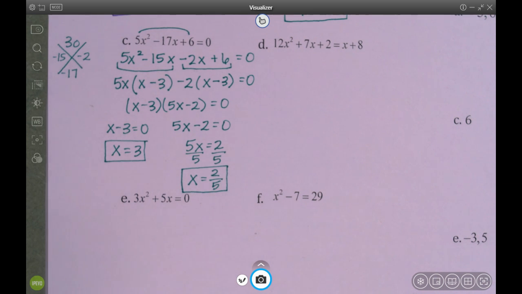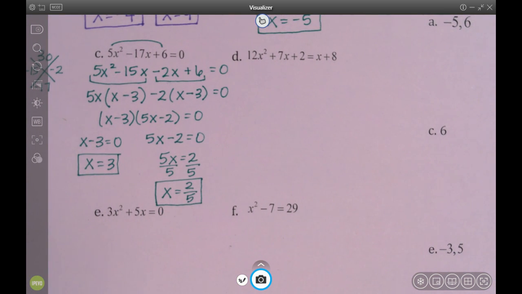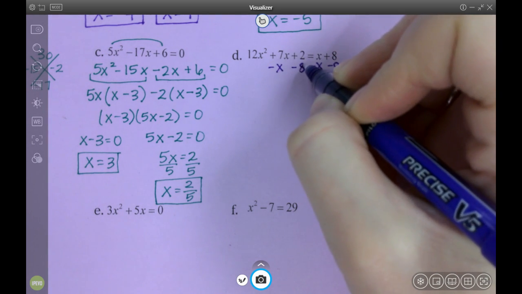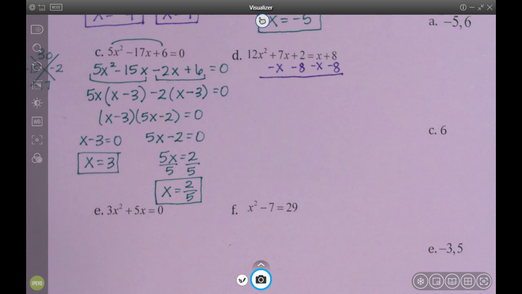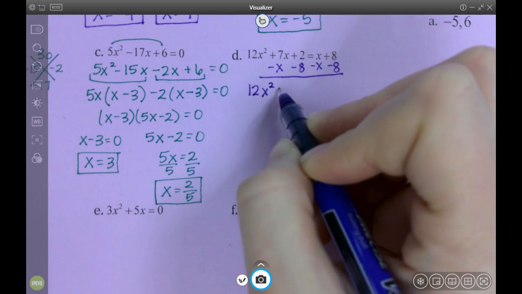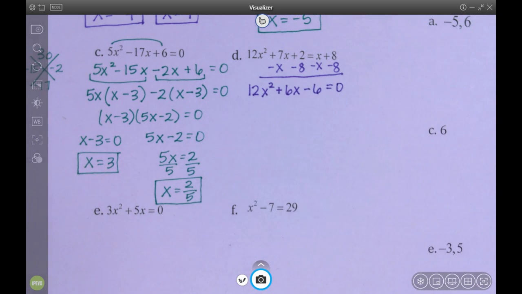Okay, part D. Sounds okay. Okay, why is this one different than all the other ones? Because it's not set to 0. It's not equal to 0, so we got to get it set equal to 0. So I'm going to subtract x and subtract 8 from both sides. So that's going to give us 12x squared plus 6x minus 6 equals 0.